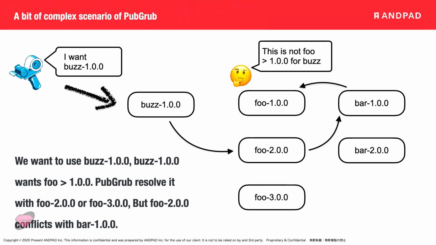So there are 2 versions above foo version 1: version 2 and version 3. PubGrub tries to resolve foo version 2 at first. It depends on bar version 1, and bar version 1 depends on foo version 1. So it does not resolve foo version 1 specified by bus. So it's the same case as the second example, and PubGrub will give up in this case.